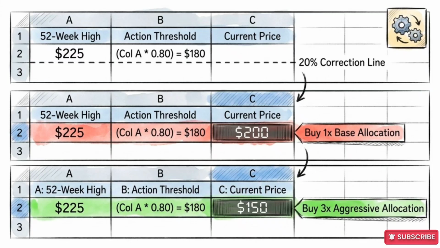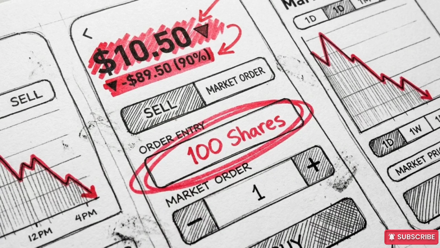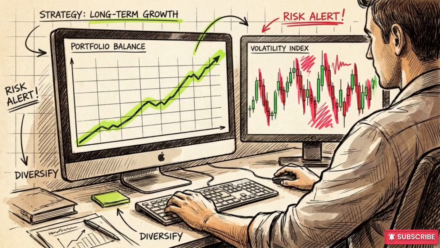If the current price is above that threshold, you are in the red zone. You are only permitted to buy a standard 1x base allocation to keep your position size small during periods of high valuation. When the price falls below the line, you enter the green zone. Here, you execute a 3x aggressive allocation to capitalize on the lower prices. This math forces you to accumulate slowly during peak hype, while aggressively lowering your average cost when the rest of the market is in a panic. This system effectively neutralizes the volatility of new listings, turning unpredictable price swings into a systematic engine for wealth accumulation.